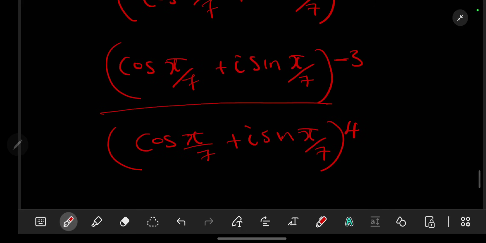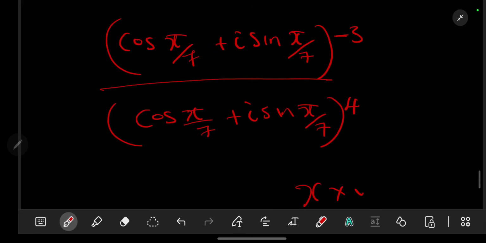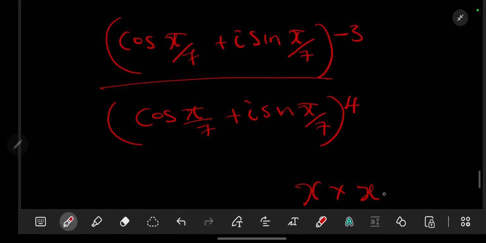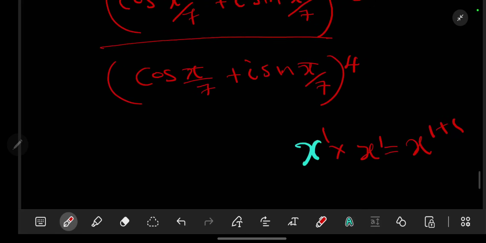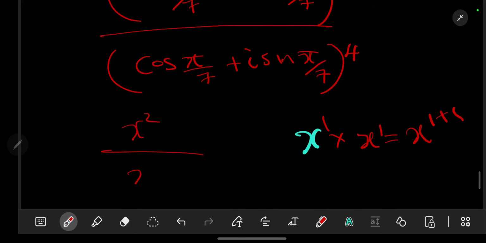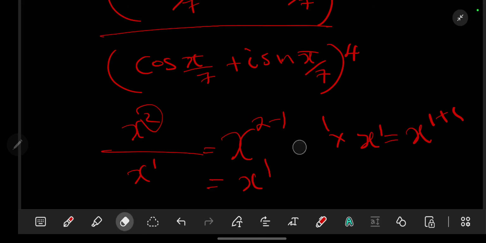Now remember the laws of indices. If you have x times x, this is equal to x; you take one base and add the powers. So this is 1, this is 1, so it will be x to the power 1 plus 1. But if you are dividing, let's say x to the power 2 over x to the power 1, you take one base, then subtract the powers. So it will be 2 minus 1. So it will be x to the power 1.